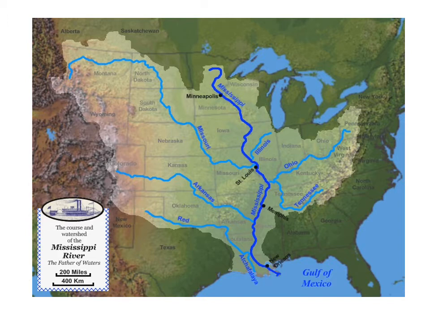And another major river which flows from Montana in the far northwest all the way down to join the Mississippi in St. Louis, Missouri, is the Missouri River. And those are two of the major rivers that flow into the Mississippi system.